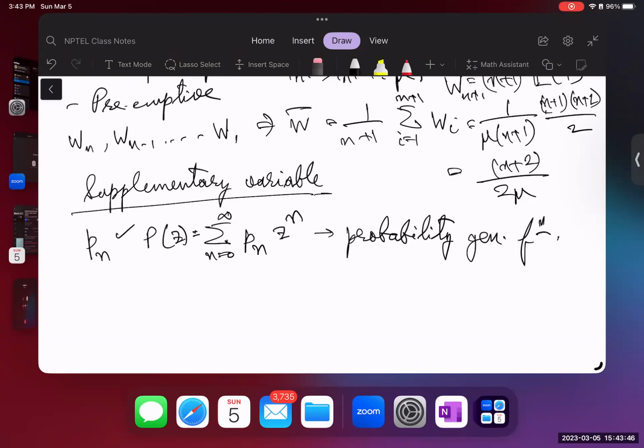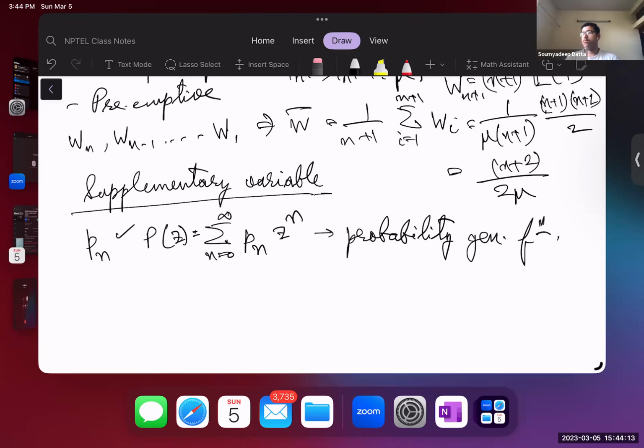And this PGF, I think, is given in the 9th or 10th lecture of the sir. So that has been discussed. There are a lot of papers on the supplementary variable. If you can help me make it understandable in the next lectures, it would be good for me.